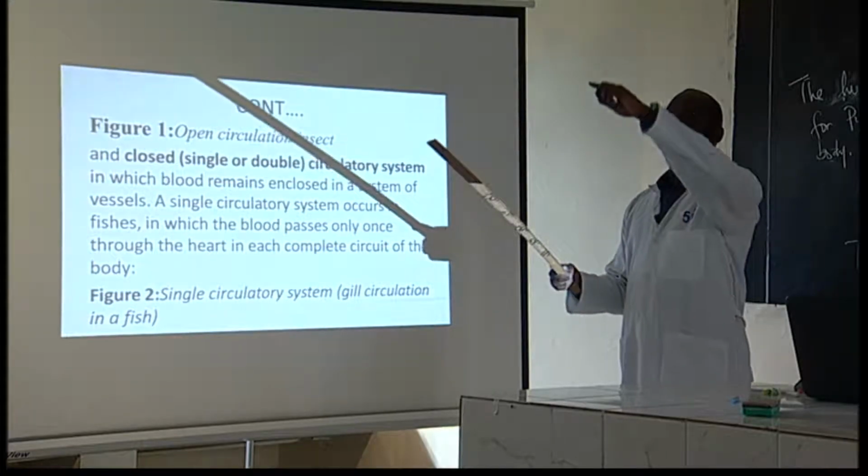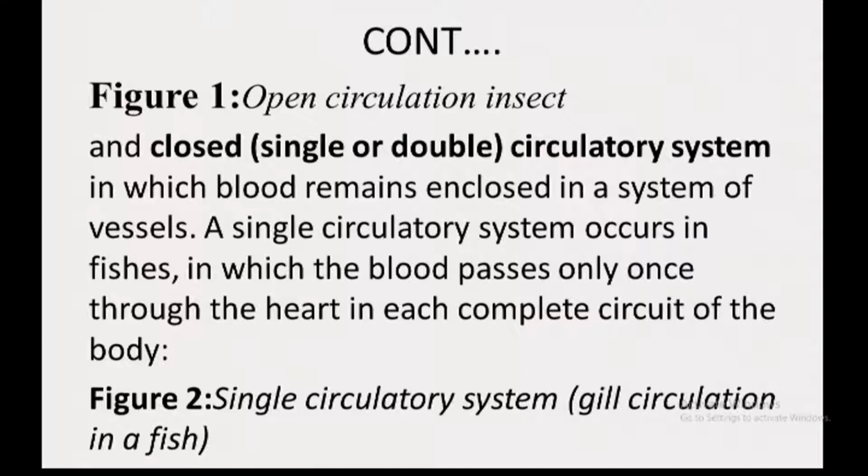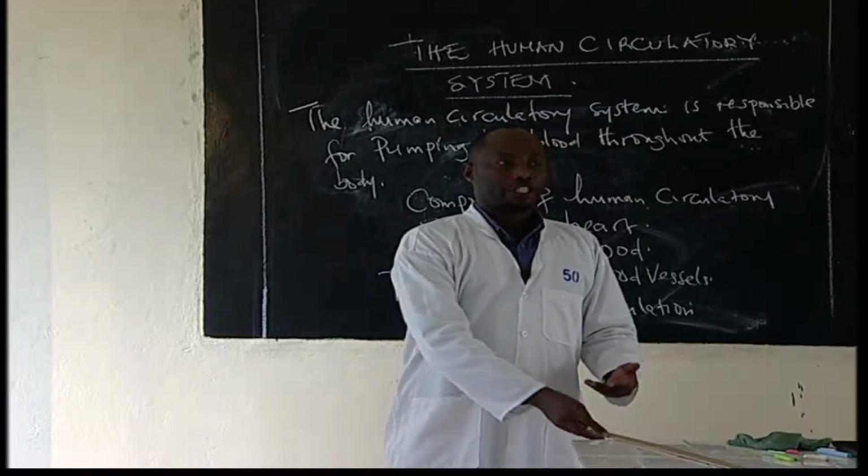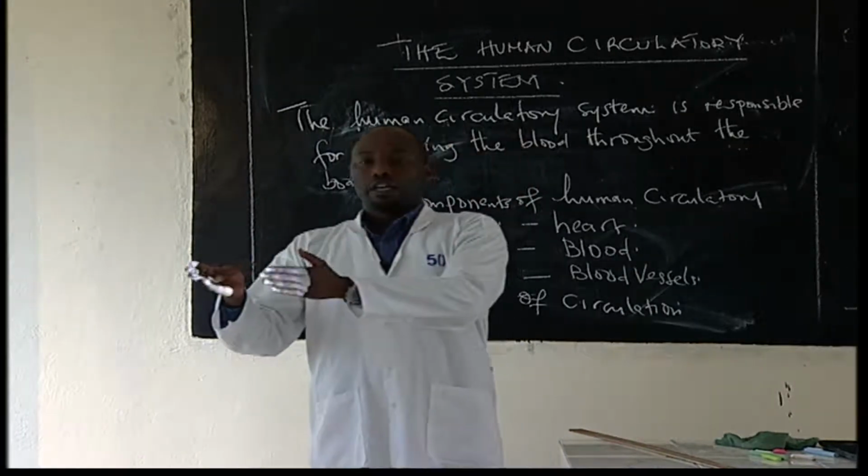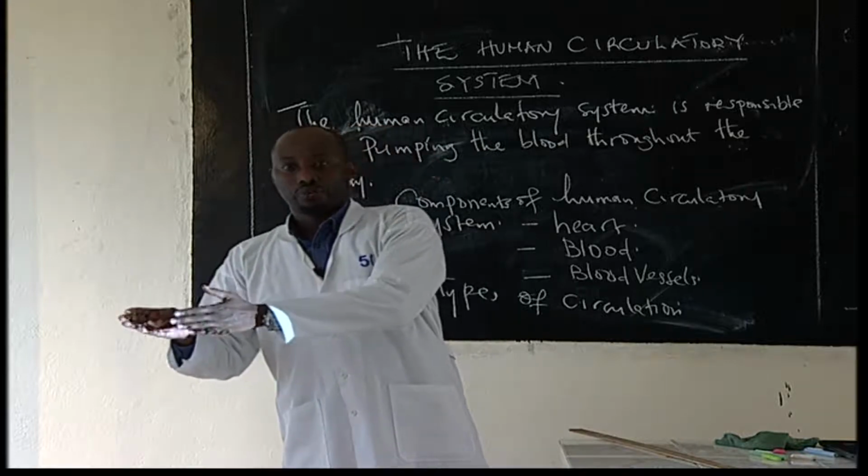The blood has to make a single circuit before it is pumped to different parts of the body. And we can have a diagram or a figure 2. Figure 1 was trying to show the diagram of an open circulatory system. Diagram 2 is going to show us the diagram of a single circulatory system, and as I told you, it is commonly found in fish. Fish has a single circulatory system.